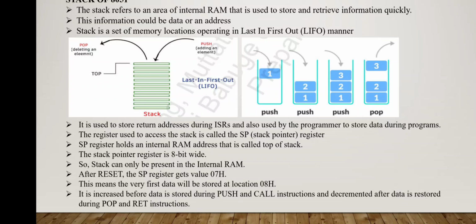The register used to access the stack is called the stack pointer or stack register. The stack pointer SP register holds an internal RAM address that is called the top of the stack. The stack pointer uses the address at the top of the stack because we are taking data from the top. The stack pointer register is 8-bit wide. Stack can only be present in the internal RAM. Now after reset, the SP register gets the value 07H.